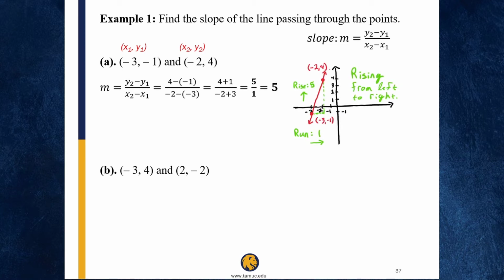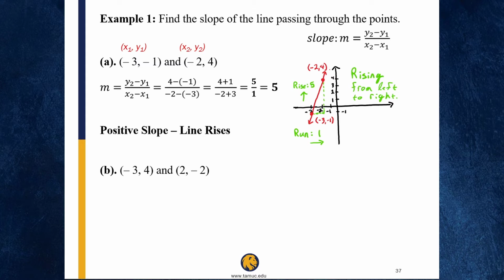I've plotted the 2 points so we can see what the slope looks like here. And again, slope can be thought of as rise over run. So the rise is 5, the run is 1. So it goes forward 1 and up 5 with this particular slope. We can also see, since it's a positive slope, the line will be rising from left to right.